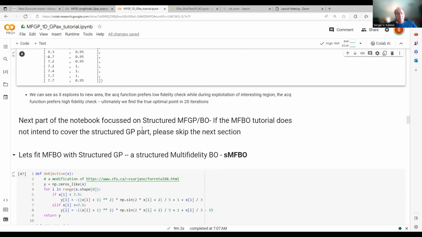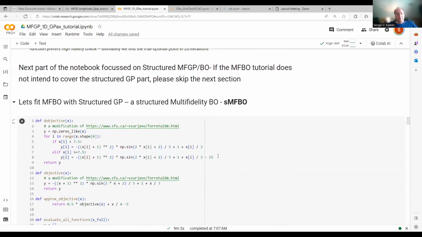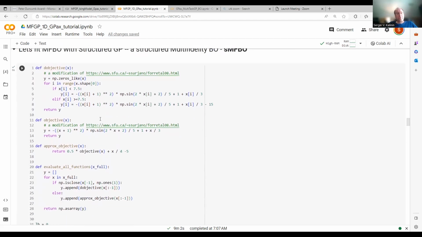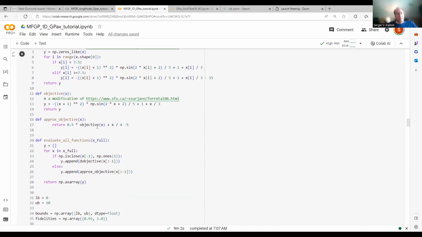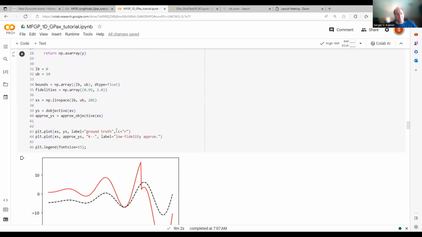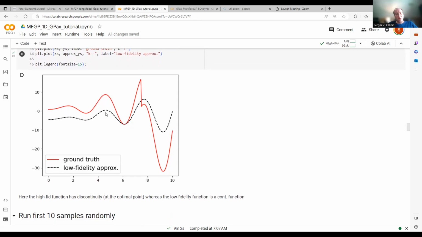So the next example is let's try the same thing with the structured multi-fidelity Bayesian optimization. So in this case, we choose a slightly different objective function. So this is the one which has a jump in it, and the approximate objective is the one which is just a wave. So this is our low fidelity approximation function. This is our high fidelity.